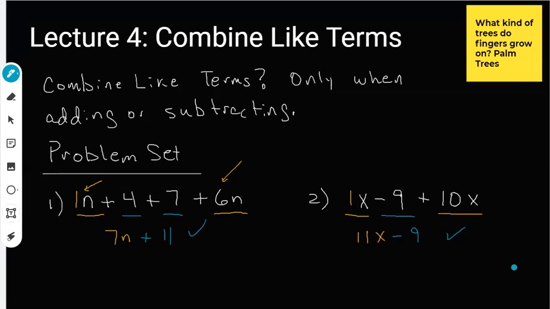Okay, let's move on to the next slide, and let's do a couple more from the problem set. Let's do number 3. Okay, number 3 is going to be k plus 4 plus 10k plus 7.